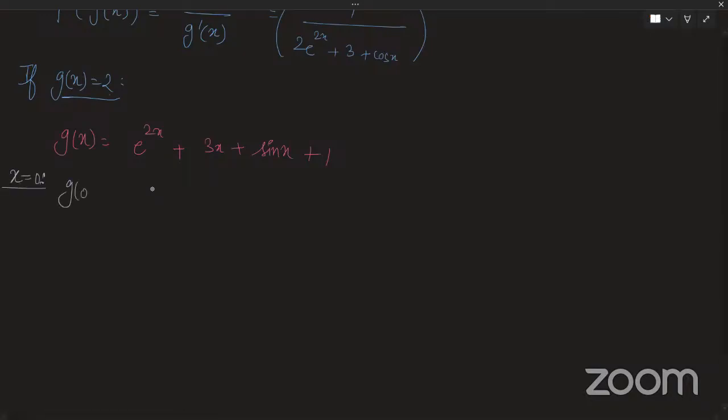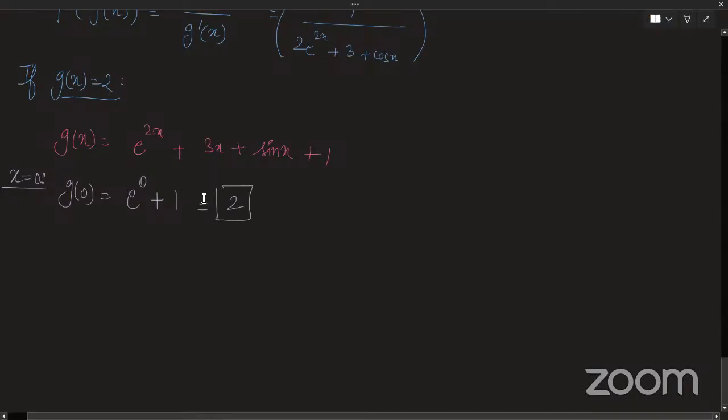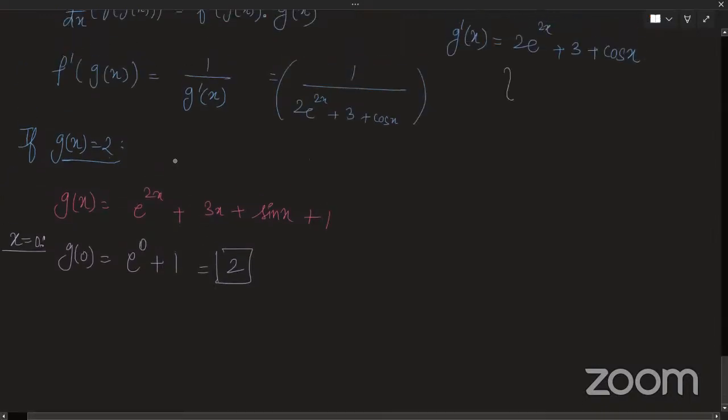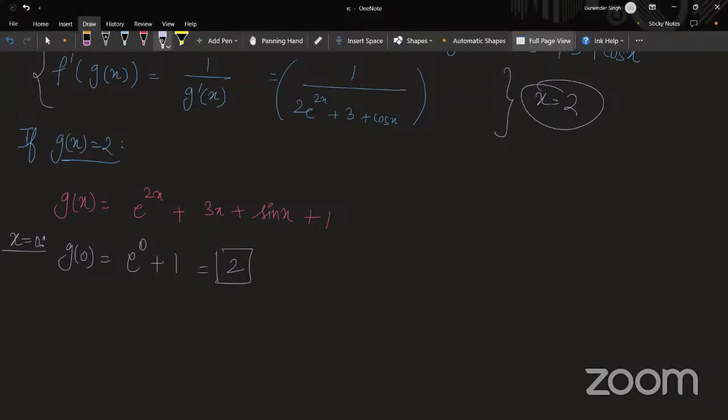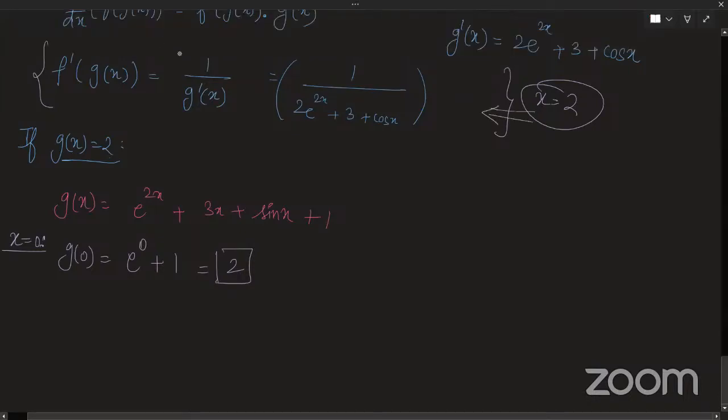You get g of 0, so you get e raised to 0 plus 0 plus 0 plus 1. e raised to 0 is 1, so it is 1 plus 1, which is 2, right? So x is equal to 0. In this equation that you have got, you can substitute x is equal to 0. Just try substituting it in this equation.